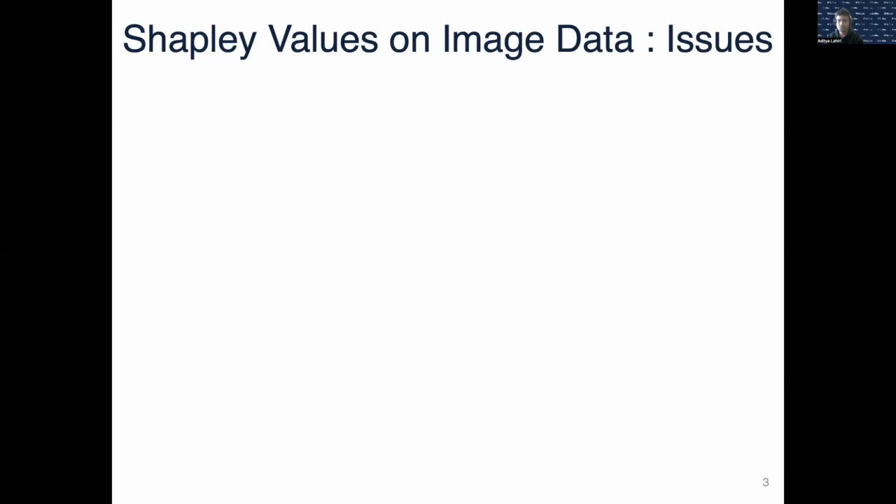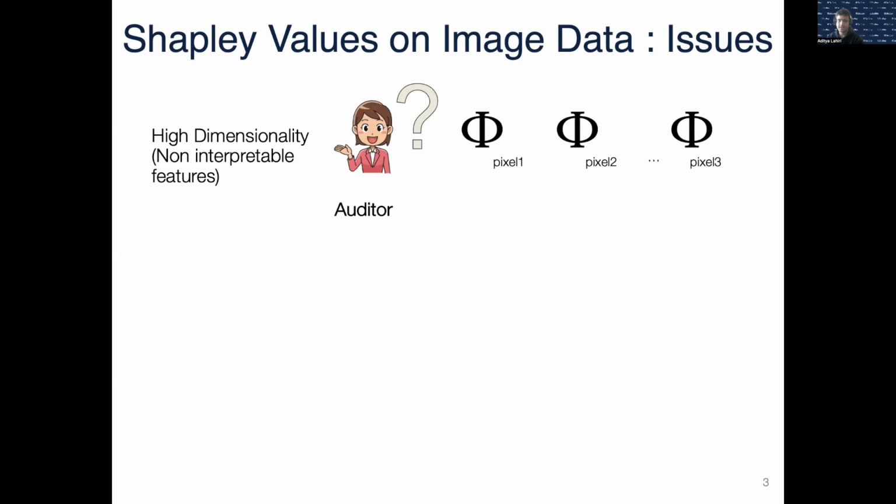However, there are some issues in directly applying Shapley value-based feature attributions to models trained on image data. First, images are based on pixels at an atomic level, which makes images very high dimensional and non-interpretable. Even if we get attributions based on each pixel, they won't help the end user, for example, an auditor, understand the model behavior. This also increases runtime since Shapley values are exponential in the number of input features.